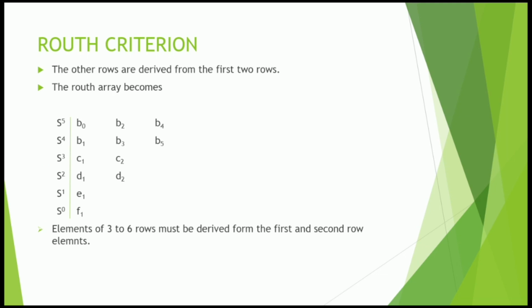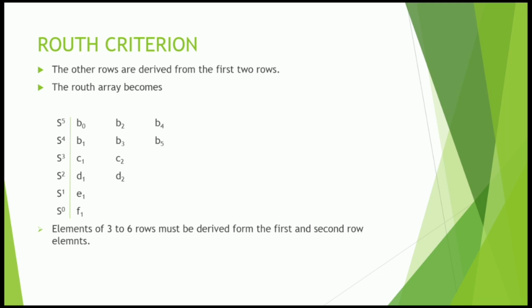Now look at this array. Here the first row elements are b0, b2 and b4. The second row elements are b1, b3 and b5. Then there are four more rows here: the third row elements c1, c2, the fourth row elements d1, d2, e1 is the fifth row element and f1 is the sixth row element. In this case, the order of the polynomial is 5 and the Routh array contains 6 rows.